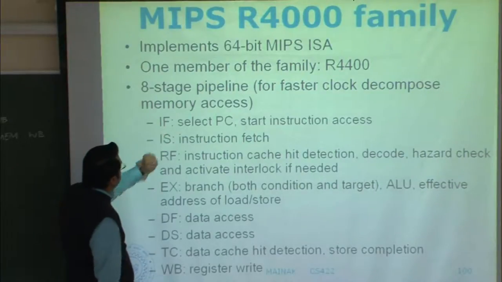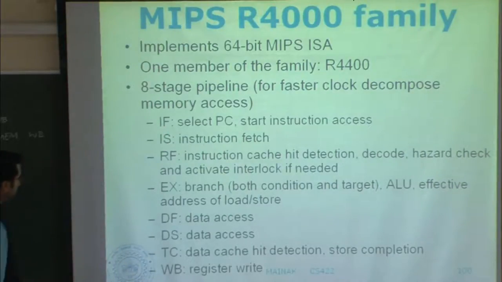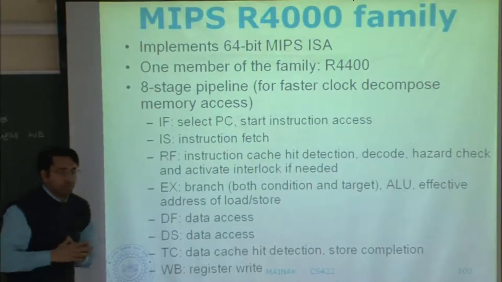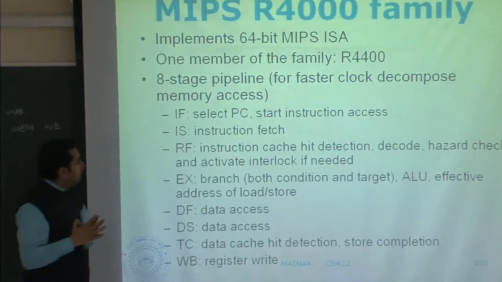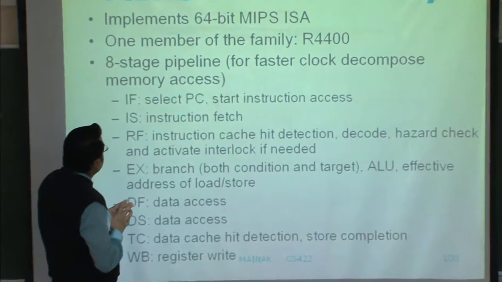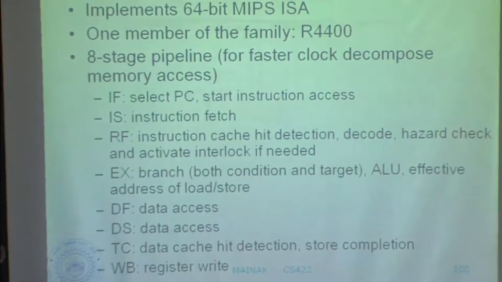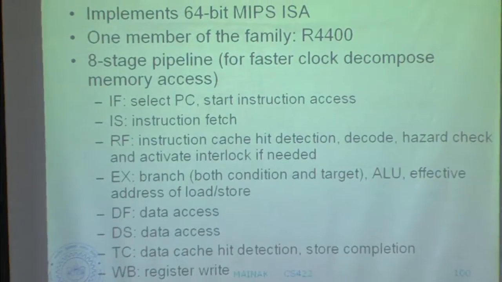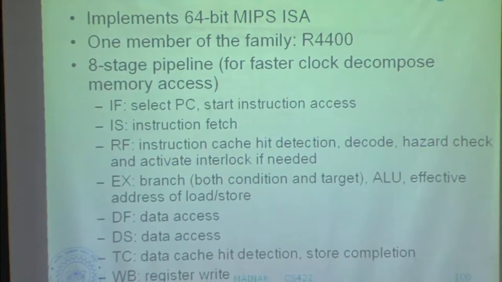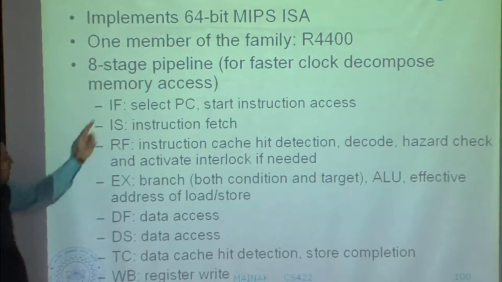So what are these stages? You have a fetch stage which selects the PC. You have that multiplexer which selects your PC, and it starts instruction access. And there is a second cycle which actually completes the instruction fetch. So now we have a two-cycle fetch, although pipelined.